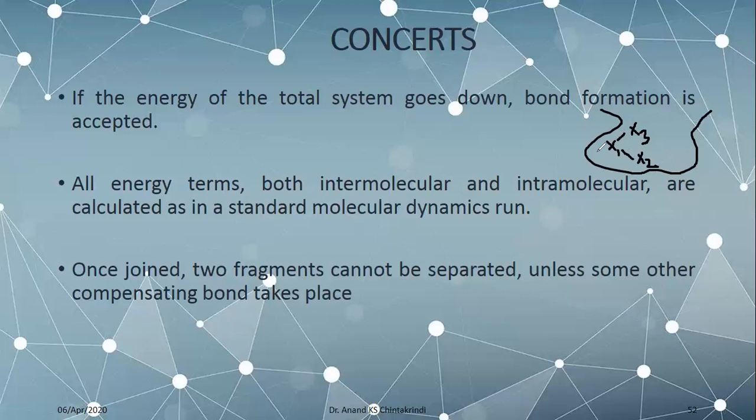So this is how the random connection and disconnection is done, wherein at each step the total energy of the system is considered, and when you are considering the energy of the system, both intermolecular and intramolecular terms are calculated. That completes the de novo ligand design program chapter.